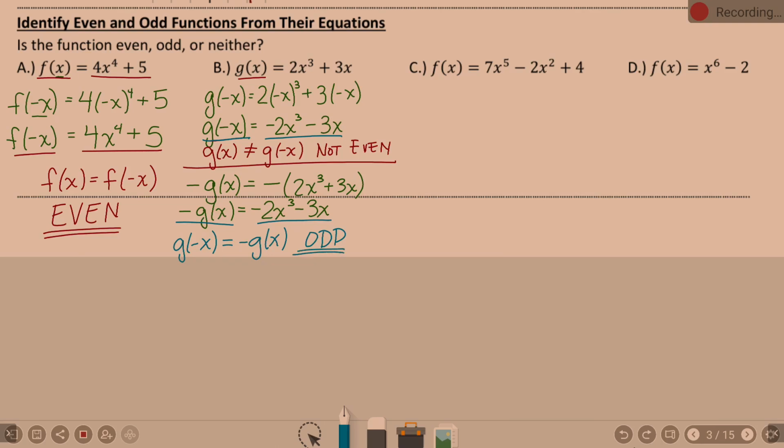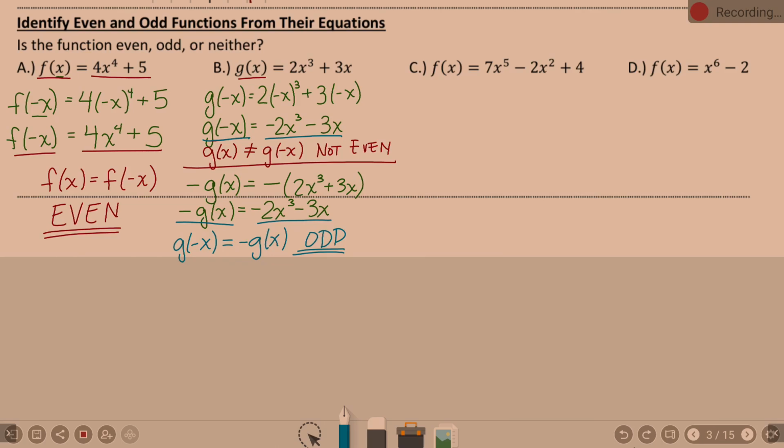Okay? So, easiest thing to do, you first start off by checking even. Check what you get when you put in negative x. So, f of negative x or g of negative x. Then, if that doesn't work, try multiplying the whole thing by negative. See if that works. If we had gotten to this point and we still didn't have an answer, now we would say neither. Okay?